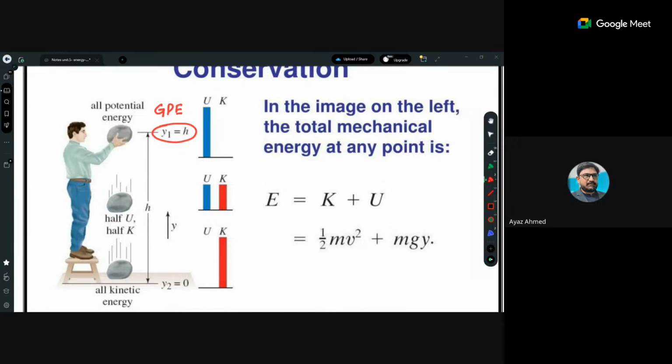Okay, but as it moves down, check this blue, red is not there, or just assume that there is, this is the kinetic energy. Basically kinetic energy is equal to 0, but as it moves down, the blue one decreases. It means GPE, your gravitational potential energy, decreases, and kinetic energy actually increases. What happens to kinetic energy? Kinetic energy increases.